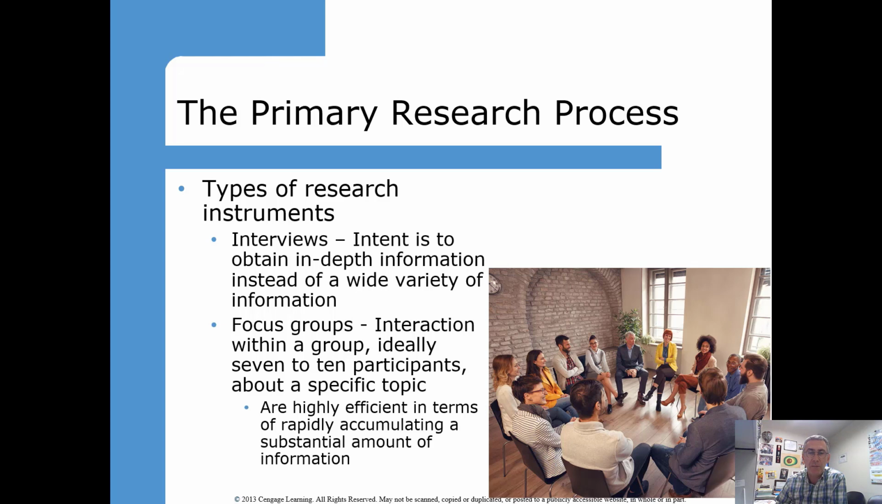Highly efficient in terms of rapid accumulation of a substantial amount of information. When we have our political cycle here in the US every 4 years, that's when focus groups become key. Republicans and Democrats in various states conduct hundreds and hundreds of focus groups because they're trying to understand the direction of the expectations or demands from the people in their party, how they're voting, what's important to them.